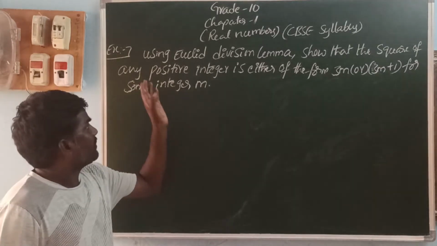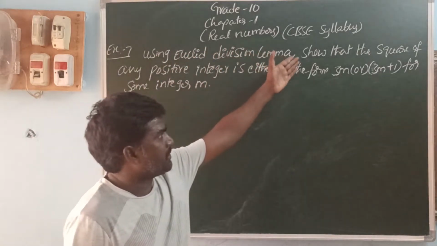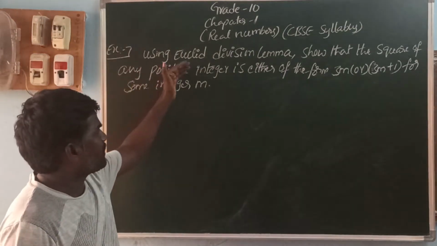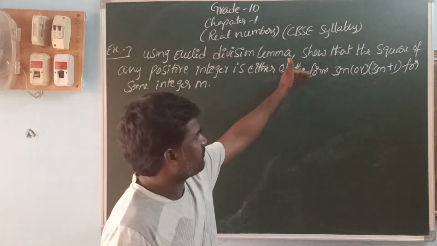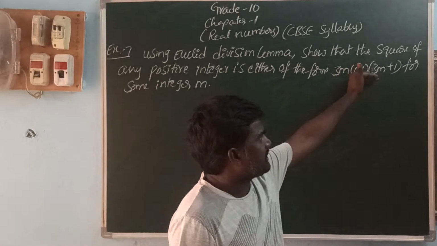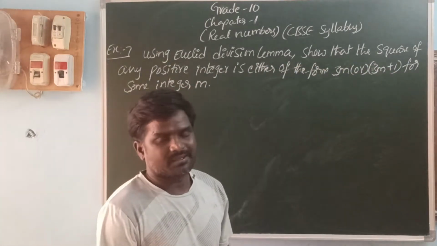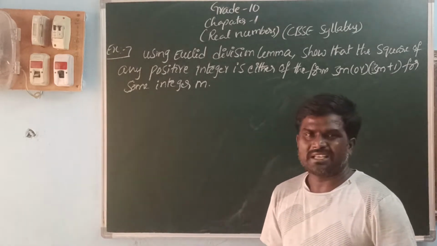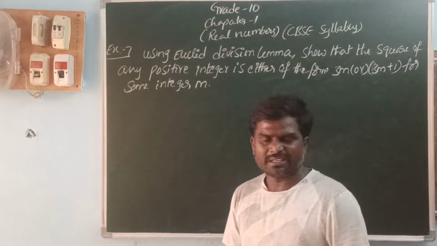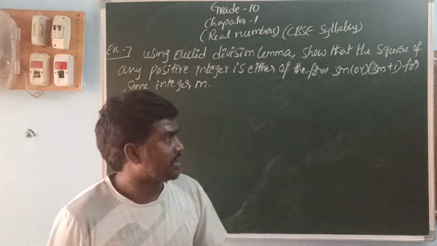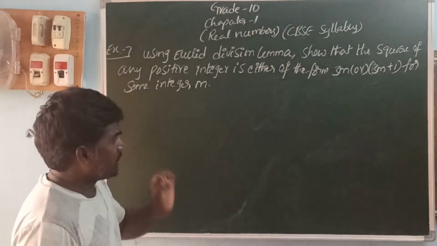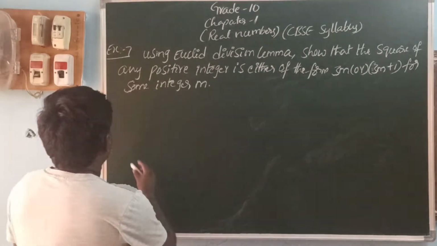Now example 7. Using Euclid division lemma, show that the square of any positive integer is either of the form 3m or 3m plus 1 for some integer m. 3m means multiples of 3. 3m plus 1 means a number which, when divided by 3, leaves remainder 1. So here, what is the divisor? 3.